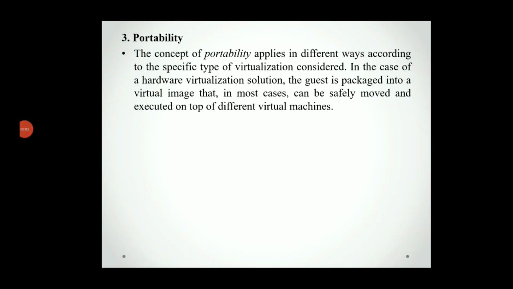Next one, we have portability. The concept of portability applies in different ways according to the specific type of virtualization considered. In the case of a hardware virtualization solution, the guest is packed into a virtual image that in most cases can be safely moved and executed on top of different virtual machines. Except for the file size, this happens with the same simplicity with which we can display a picture image on different computers. Virtual images are generally proprietary formats that require a specific virtual machine manager to be executed.